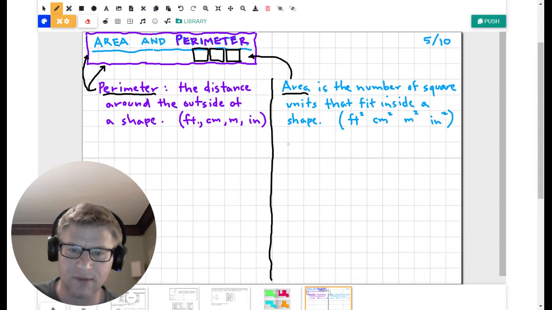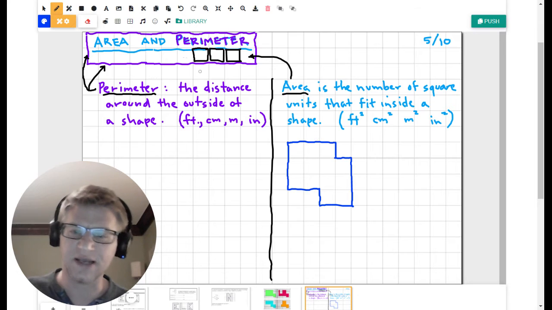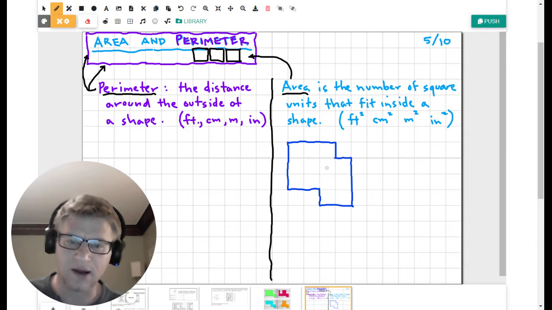So if I make a shape, and I'm just going to draw a shape over here, and I'm going to make it look like this, and then like this, and then like this, and then like that. Okay. So that's a pretty funky shape, right? But we're going to talk about how do I find the actual area of that?